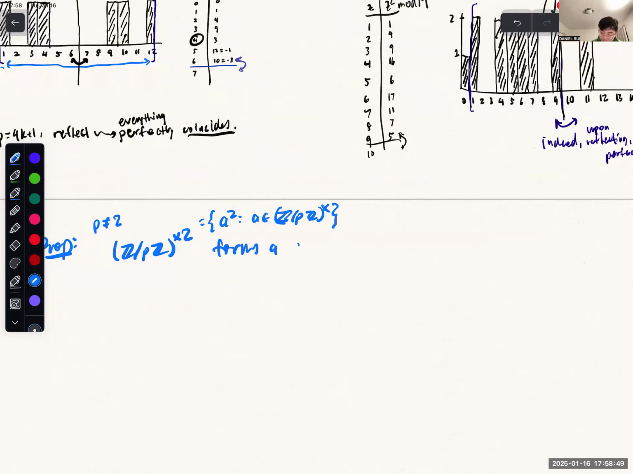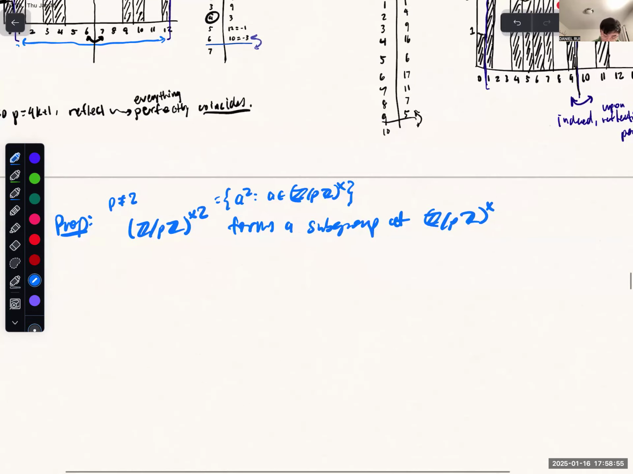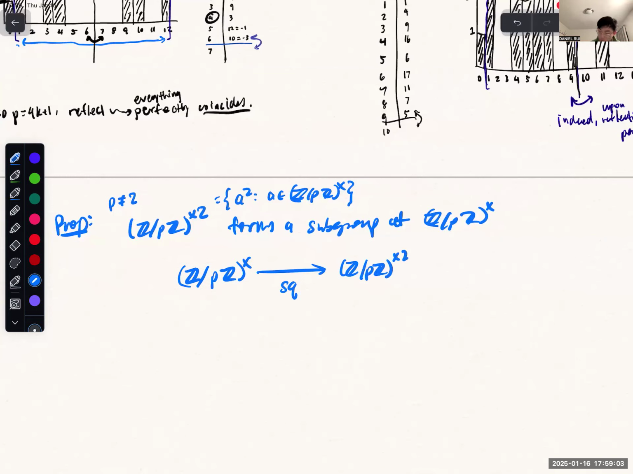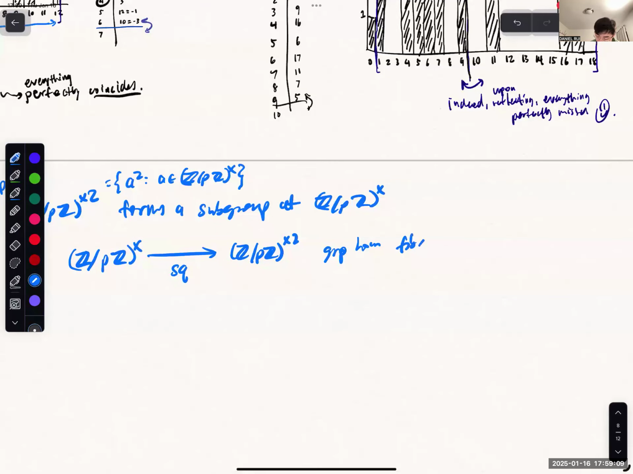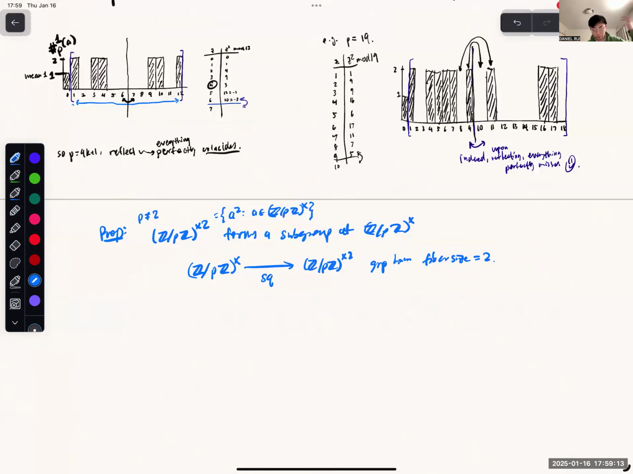It forms a subgroup of (Z mod pZ) star. And the squaring mapping from this to the square subgroup is a group homomorphism of fiber size 2. I told you before that group homomorphisms have the same fiber, and in this case, the fiber size is 2.